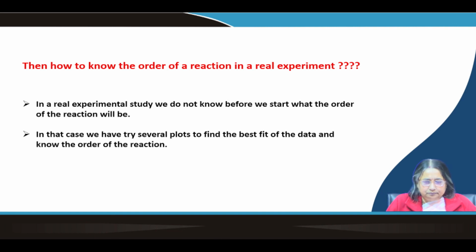In a real experimental study we do not know the order before we start, and we cannot speculate. So how will we determine the order? We have to take the experimental observations and collect the data.